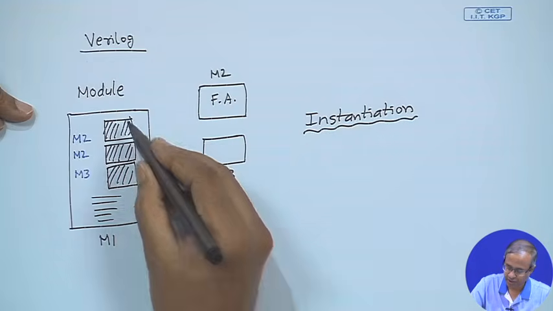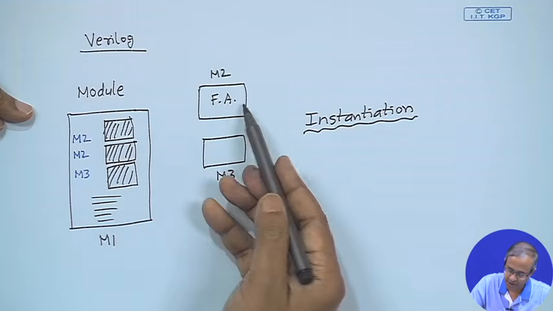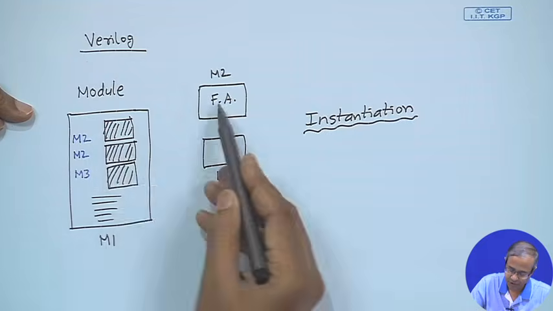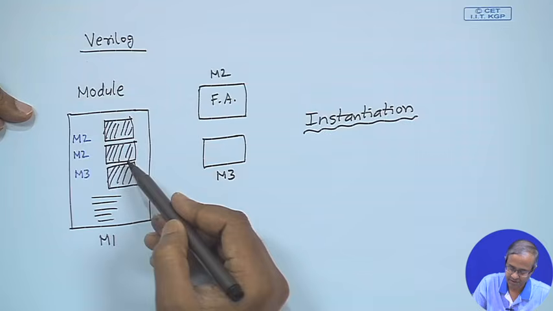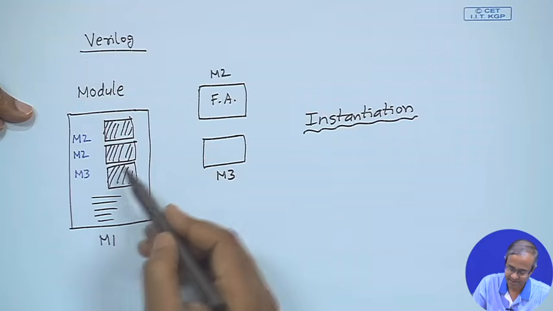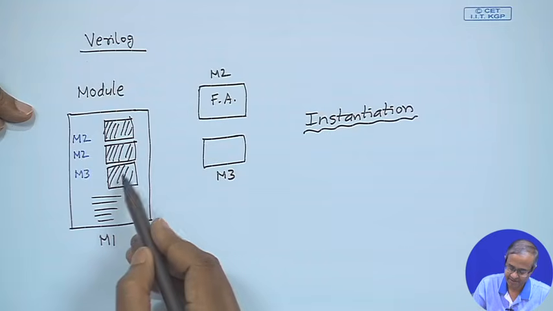Because we are talking about hardware, there is no concept of calling a hardware and returning. If you call it 2 times, it means you are saying that I want 2 copies of that hardware. So, 2 copies are instantiated. So, M3 is called once means I need 1 copy of M3, just like that. Okay.